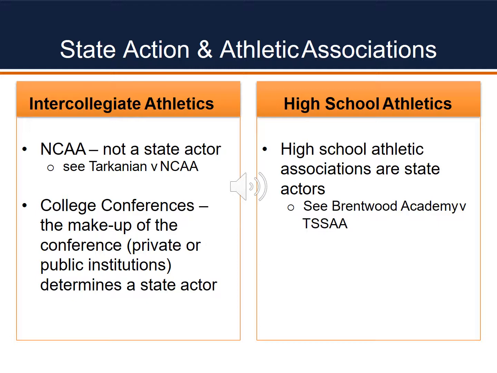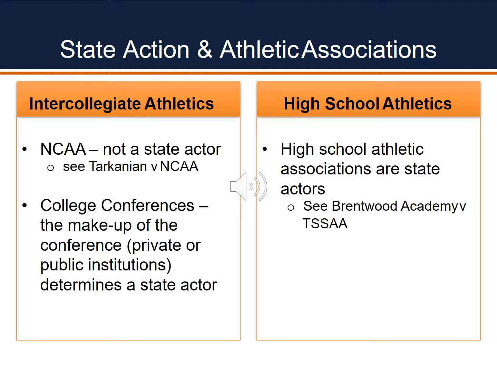Making our way down across athletic associations, next in line comes intercollegiate athletics. We'll think about this twofold. First of all is the NCAA. The NCAA is not a state actor, and this is a bit of a teaser or a spoiler. You're going to be addressing this in one of your case briefs of Tarkanian versus the NCAA. You will learn, and I'm not going to spoil it for you, why indeed Tarkanian was unable to determine that the NCAA is a state actor.